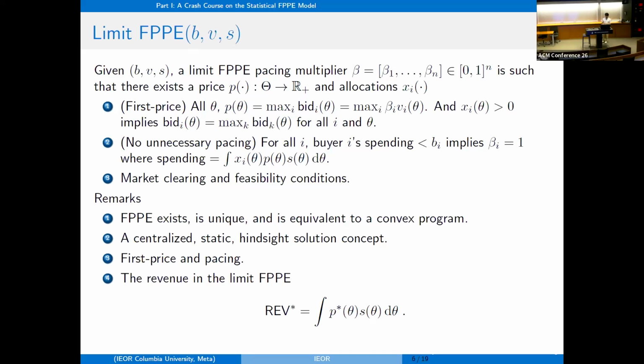In this work, we focus on first price auctions and pacing. There are other ways to manage budgets, such as throttling, but we don't deal with throttling here. And the revenue in the limit FPPE is defined by this integral. It's essentially the inner product between the price and the supply. It'll be the quantity of interest, and we would like to estimate revenue later.